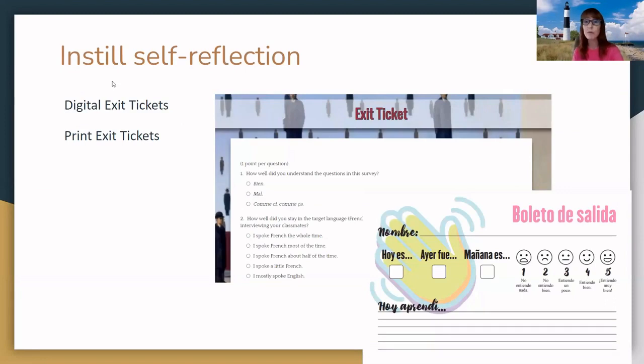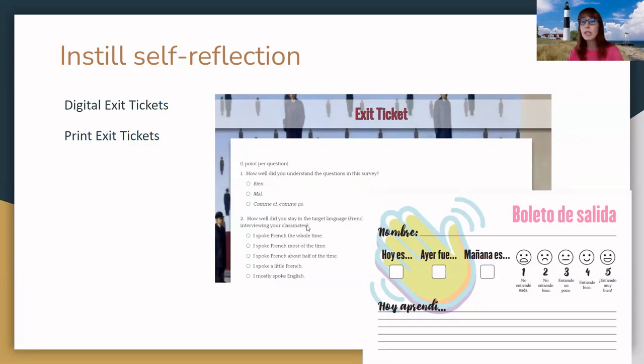And it's also really important to instill self-reflection. So this is something that would happen towards the end of class. We do have digital exit tickets that your students can complete digitally. So this example exit ticket asks students to monitor themselves. How well did you understand what was going on in the survey? And they can give you their answer: I understood well, not so well, so-so. And then they can also reflect on how well they stay in the target language. There's not a right or wrong answer. It's just getting students to really think about themselves and the effort that they're putting into class.